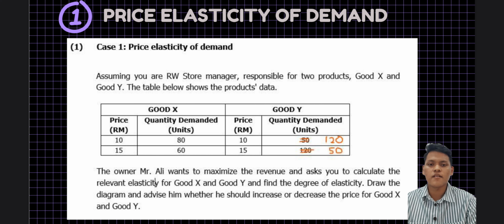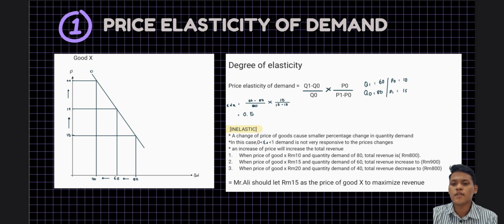Draw the diagram and advise him whether he should increase or decrease the price for good X and good Y. Based on the graph for good X, we found that the degree of elasticity is 0.5, which is inelastic. A change of price of good X causes a smaller percentage change in quantity demanded. In this case, demand is not very responsive to the price change. An increase in price will increase the total revenue.